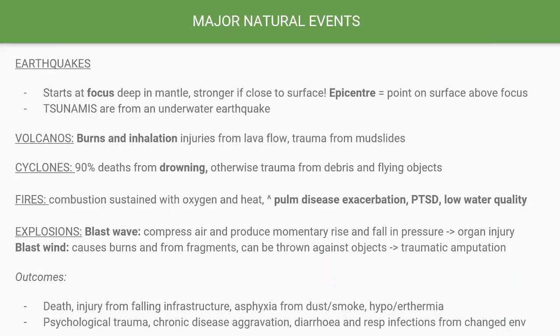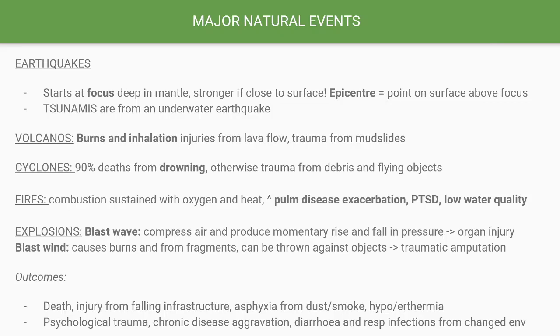Cool, okay, so major natural events. I'm not sure how relevant this is. So for earthquakes, the focus is deep in the mantle, and then the epicenter is the point on the Earth's surface above the focus, and they cause tsunamis. Volcanoes cause mainly burns and inhalation injuries. Cyclones, mostly drowning. Fires can increase pulmonary disease like COPD. You can get lots of PTSD and low water quality afterwards.